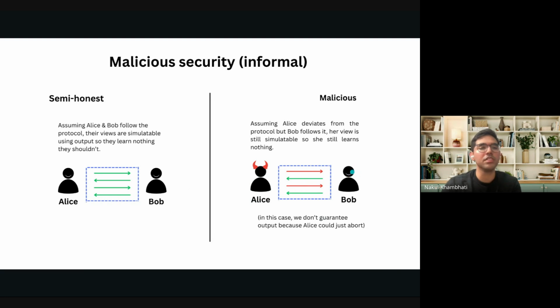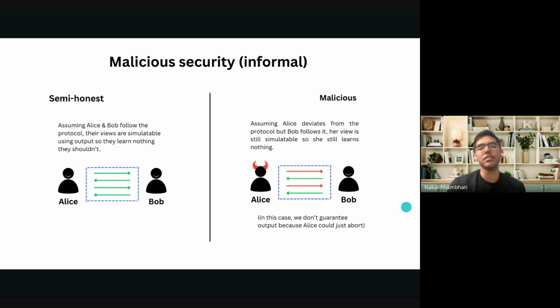And notice the difference between the semi-honest definition and the malicious definition. Here we assume that both Alice and Bob follow the protocol, and then we say that their views should be simulatable using the output, so they shouldn't learn anything. In this case, we're saying that even if Alice deviates from the protocol, we still require her view to be simulatable. So she can't deviate from the protocol and learn something extra like we did in that selective failure attack. In that, she was able to learn something extra, and we want to protect against attacks like that as well.